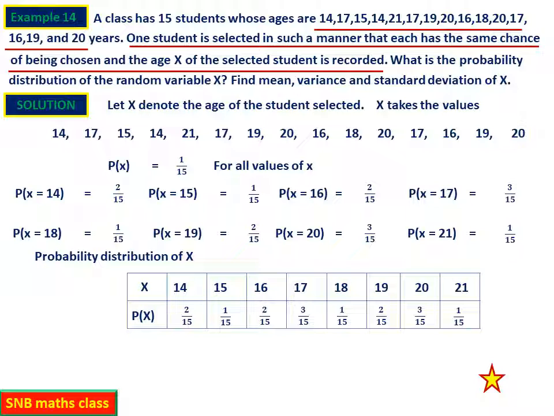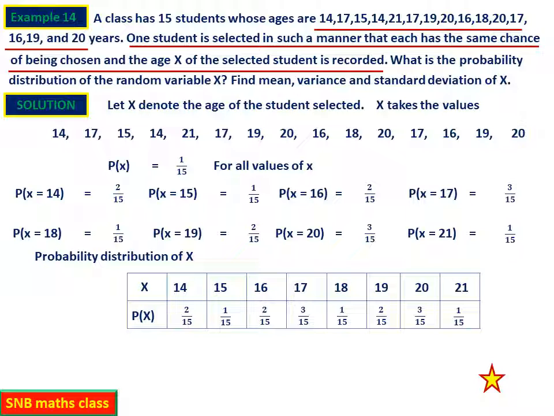These are the values. 14, what is the probability? It is 2 by 15. 15, it is 1 by 15. 16, it is 2 by 15. 17, it is 3 by 15. 18, 1 by 15. 19, 2 by 15. 20, 3 by 15. And 21, 1 by 15. So this is the table.